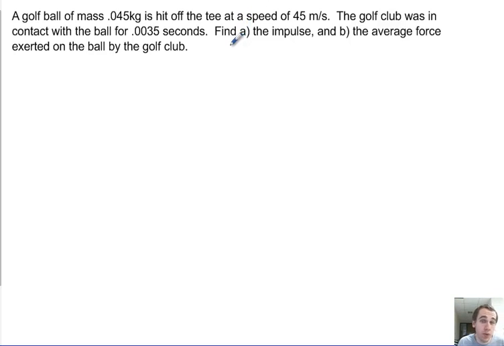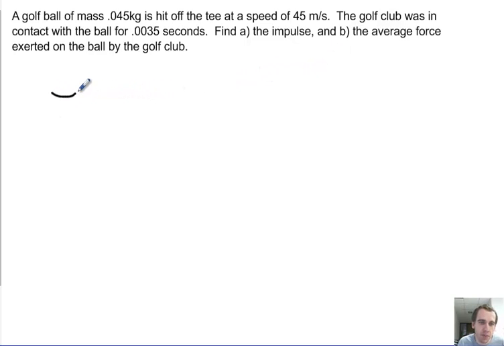Let's work an example impulse momentum problem. It says a golf ball of mass 0.045 kilograms is hit off the tee at a speed of 45 meters per second. The golf club was in contact with the ball for 0.0035 seconds, and we're supposed to find the impulse and the average force exerted on the ball by the golf club.